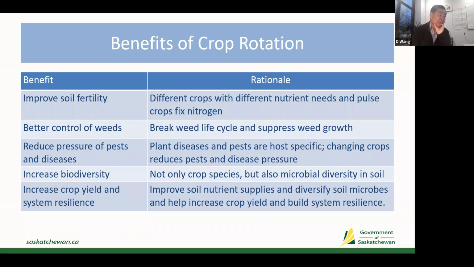Increased biodiversity is another benefit. Not only do you add crops into your rotation, but you also increase microbial diversity inside the soil. Because of this improved soil nutrient supply and diversity in soil microbes, your crop systems become more resilient, and a lot of times this is reflected by a crop yield increase.